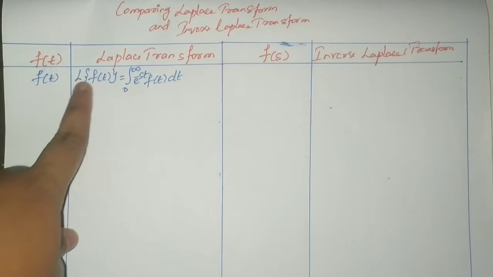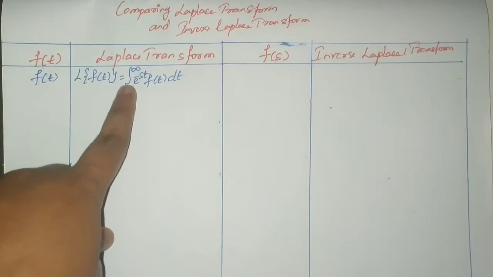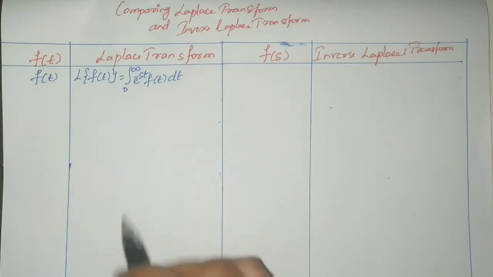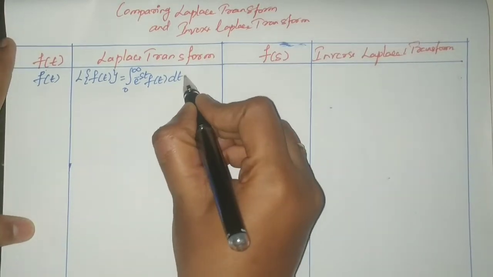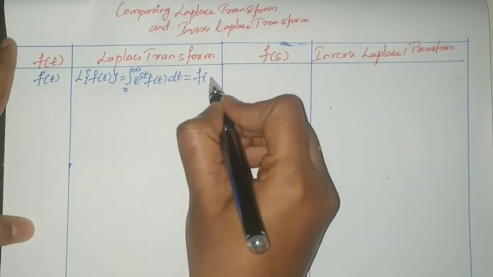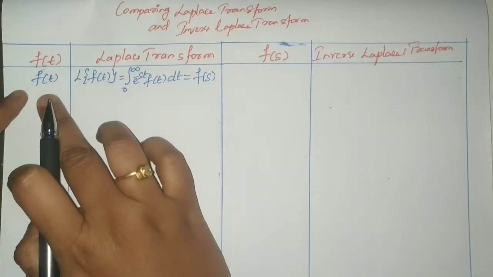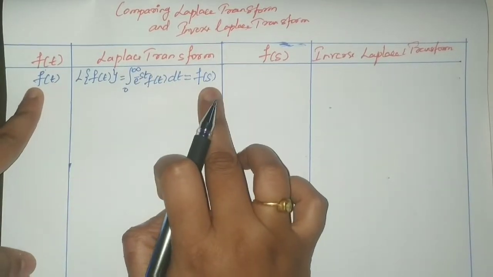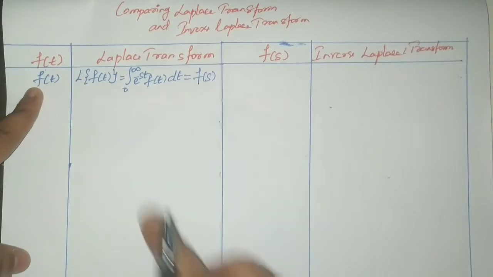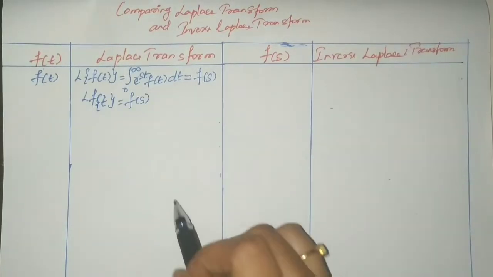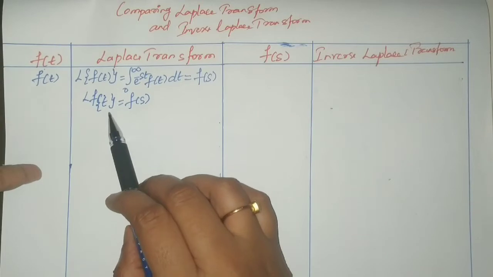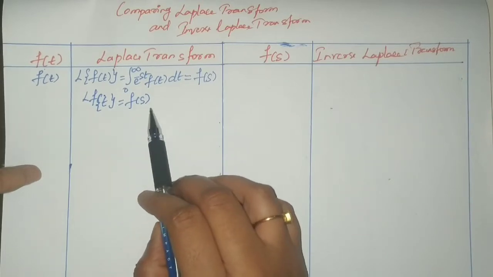So L stands for Laplace of f of t and it is integral 0 to infinity e power minus st f of t dt. On integrating, this becomes f of s. That means initially the function was in t, it is transformed to a function of s. So we can clearly write Laplace transform of the function will be f of s.